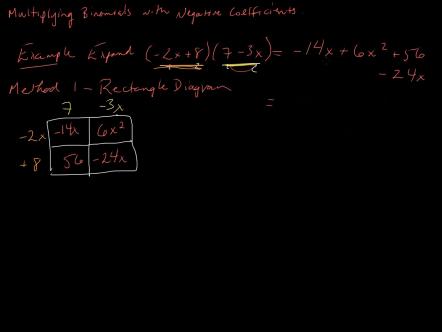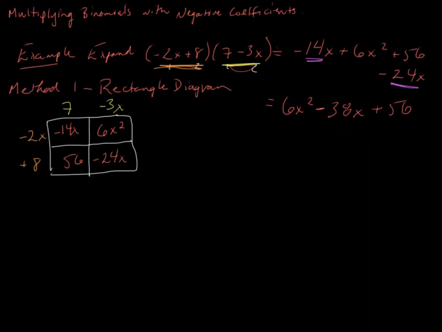So minus 14x, we've got two x terms, an x term here and an x term here, so let's simplify those. I'm also going to rearrange the order of this and put our x squared term first. So we've got 6x squared, minus 14 plus minus 24 gets us minus 38x, and then our plus 56 is left over. Looks a lot nicer than that mess.